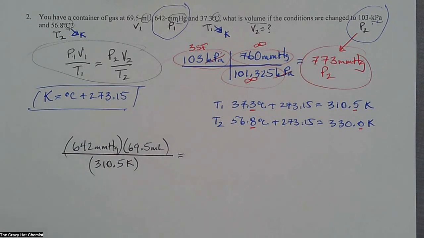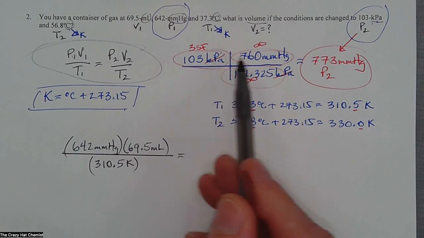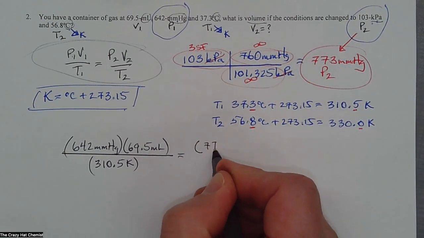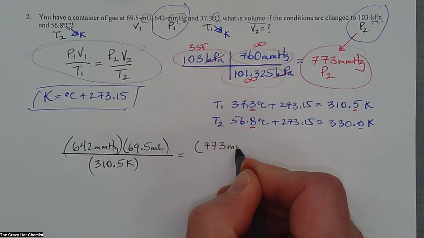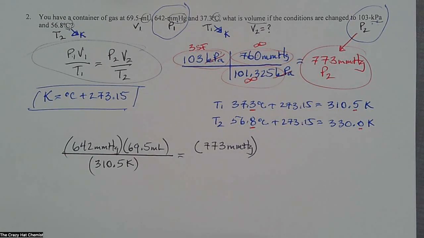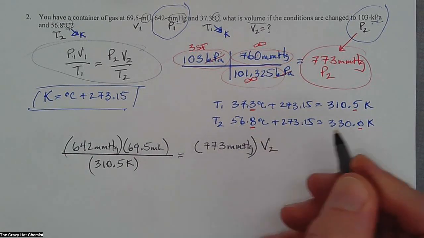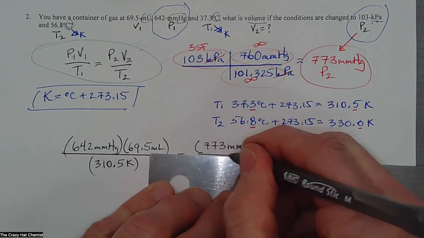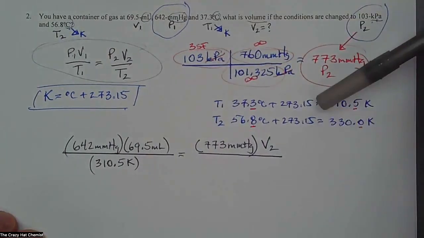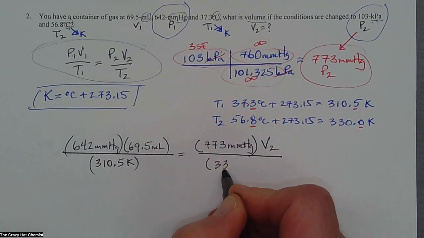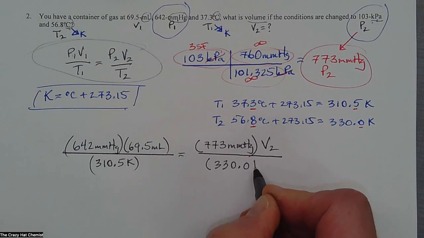Then we have the other side of this, and that is condition number 2. We have our new pressure, the 103 kilopascals that has been converted into millimeters of mercury. So this is 773 millimeters of mercury. And we are actually solving for volume number 2, so I'm going to just say V2 for that right there. And then we're going to have temperature number 2, that's 330.0 Kelvin.